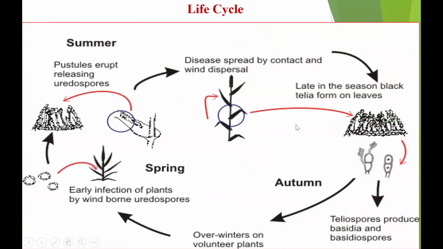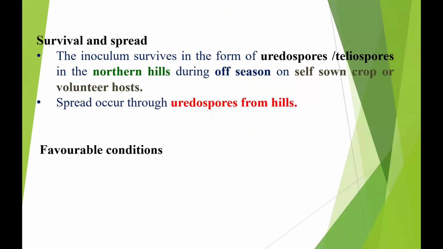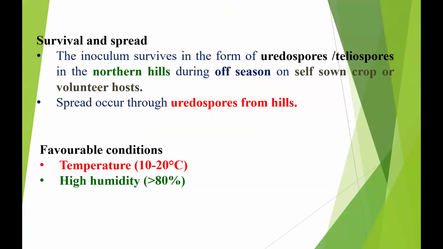First, we see the repeating spore, that is urediospore, which overwinters as teliospore, and then in the alternate or volunteer host it resides in the off season, and then again it spreads in the main season when wheat crops are sown. The survival and spread is also similar to the previous rust, as it is a rust fungus. And the favorable temperatures are 10 to 20 degrees Celsius, and the humidity is greater than 80%.